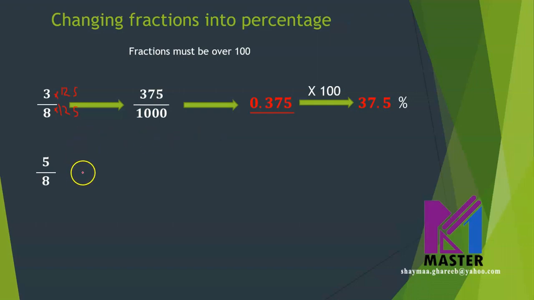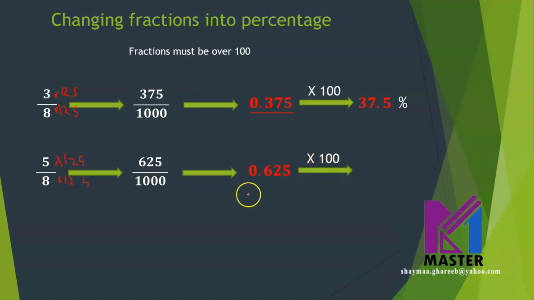Okay, so what about the 5/8? I will do exactly the same, multiplying by 125 up and down. So it will be, yes, what do you think? Yes, 625 over 1,000. Then I will change it into a decimal number, which is 0.625. Then multiply by 100 in order to change it into a percentage. So it will be 62.5%.